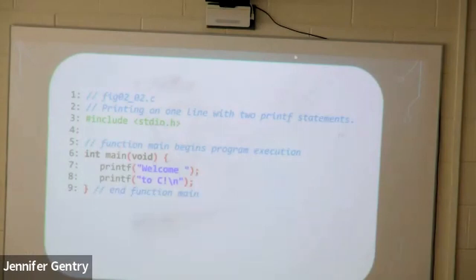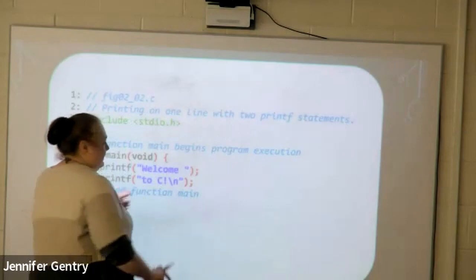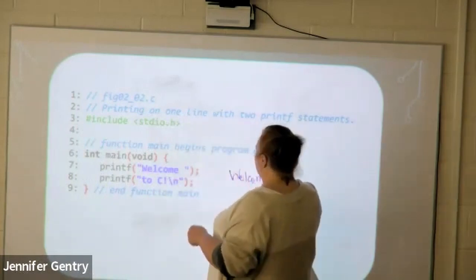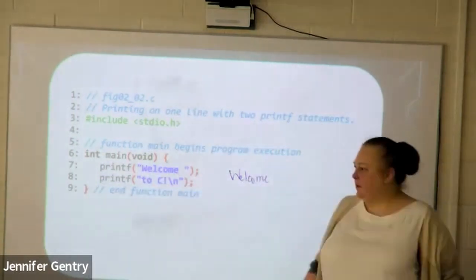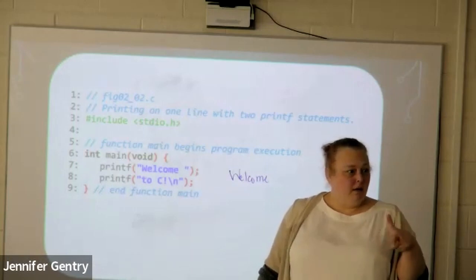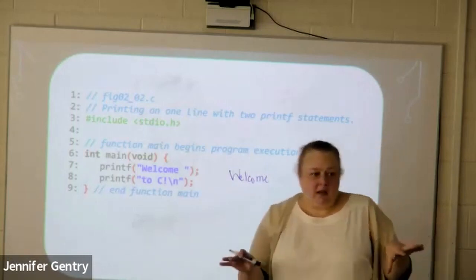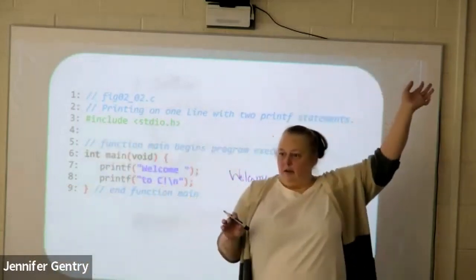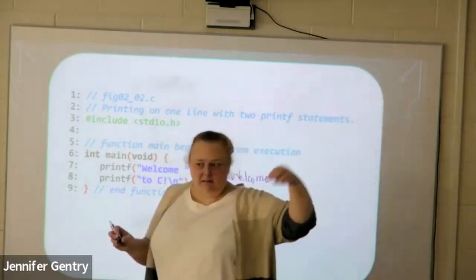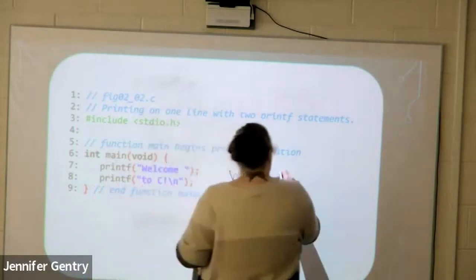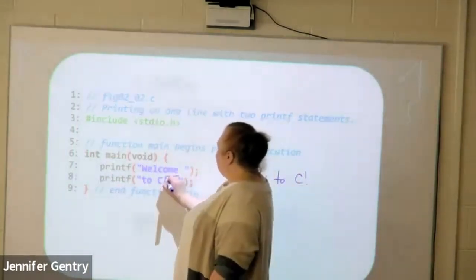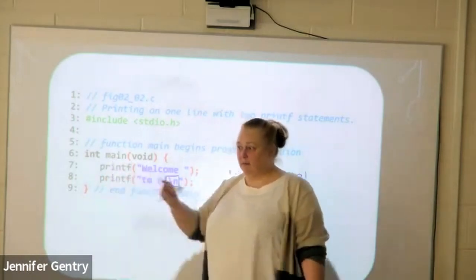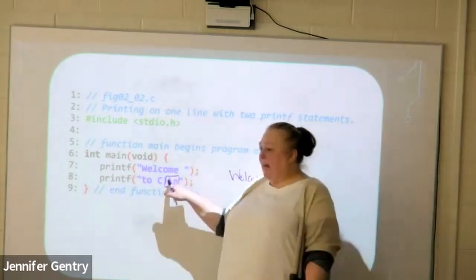If I say printf welcome space 2C slash, what is this going to print? Anyone want to guess? It's going to print welcome, right? And the space. Where is this going to go? Below the welcome? Same line as the welcome? We've got two choices. Which one do you think? How many people say below? I got a whole lot of people not making this decision. How many people think on the same line? It is the same line, because I did not tell it to do a carriage return on the screen yet. So this right here does not automatically go to the next line. It's gonna go to the next line when I tell it. Does that make sense?